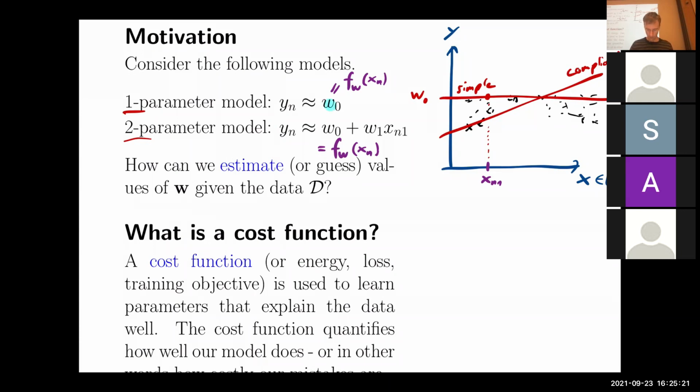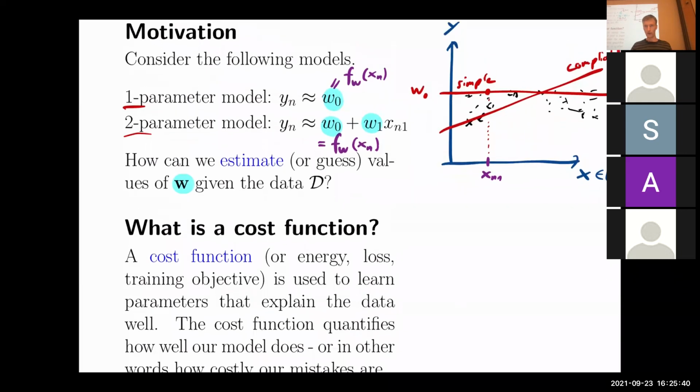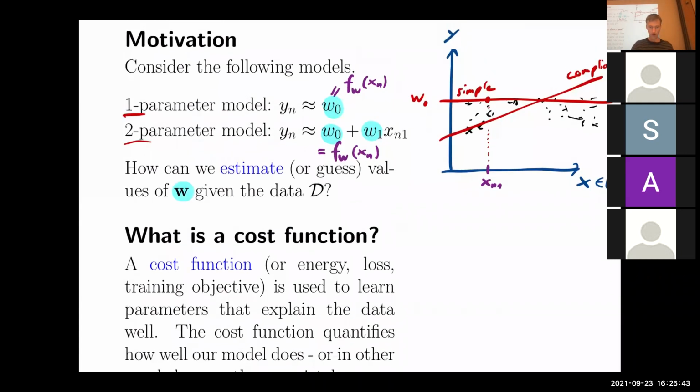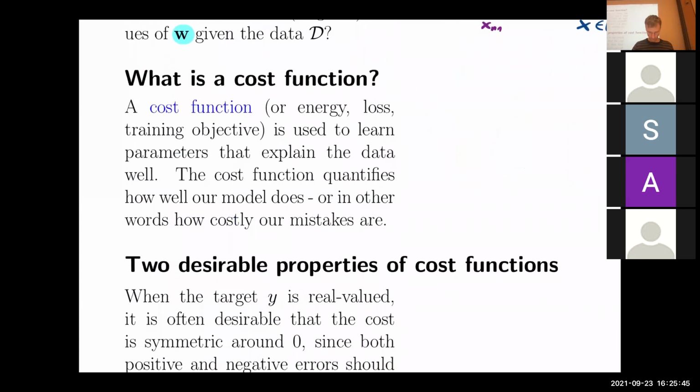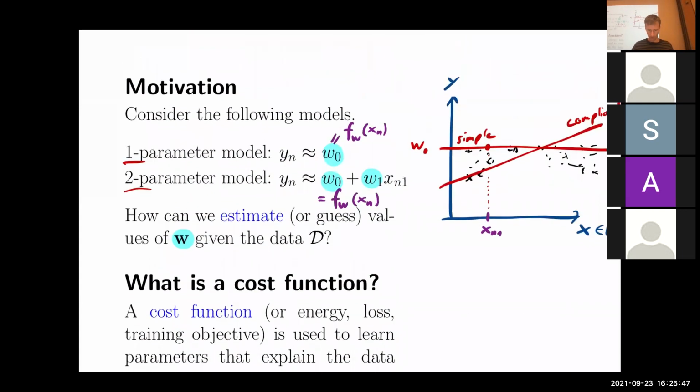So the W, again, you see it here. So the three weights here, well, the second model has two W's and the first model only has one. All right, and this is what we're going to find. And the cost function is going to tell us which one we should prefer. And so I'll also enter this here.